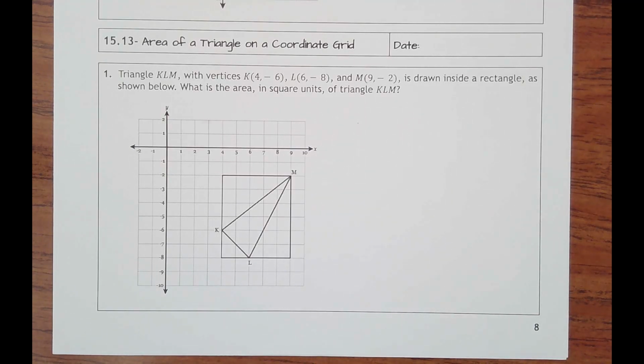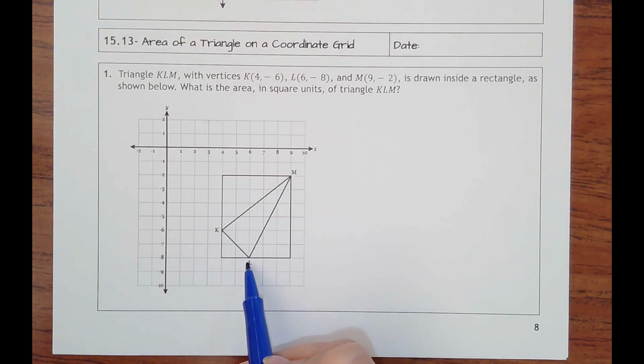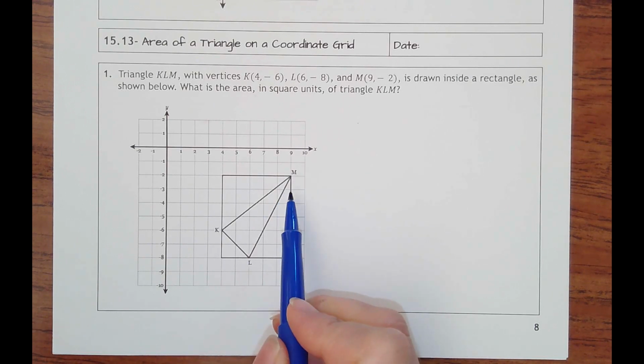Lesson 15.13 is finding area of a triangle on a coordinate grid. So we're not doing perimeter, we're doing area, which is like the squares inside of a shape. So we've got our vertices. K is at 4, -6, L is at 6, -8, and M is at 9, -2.